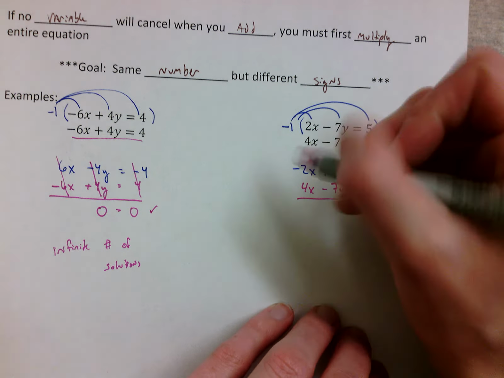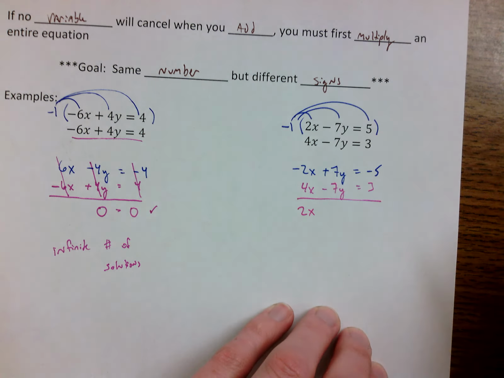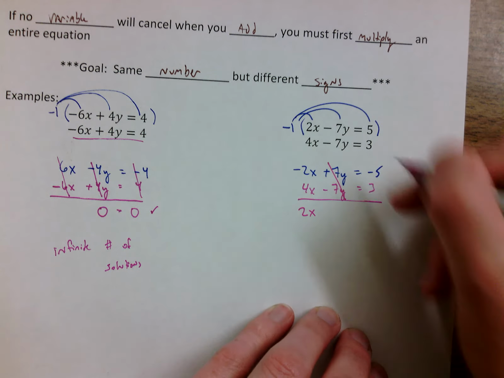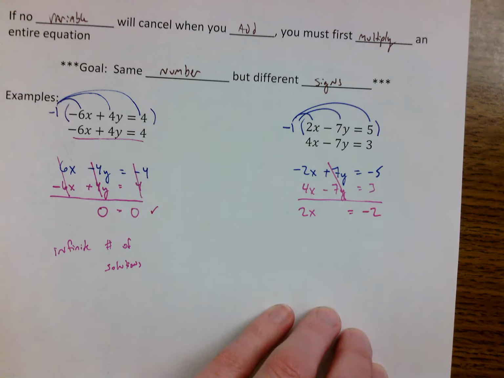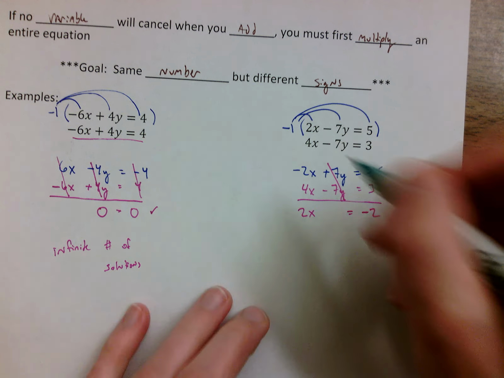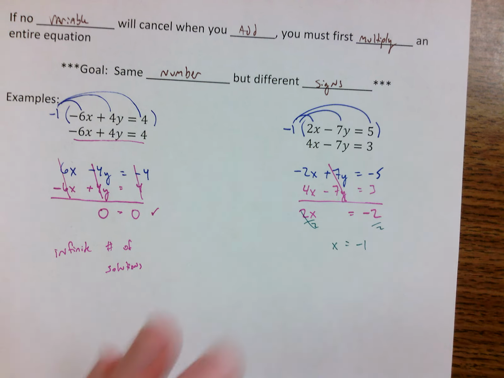And then we're just going to solve this. So -2x plus 4x is 2x. +7y and -7y cancel each other out. And then -5 plus 3 is -2. Now we're left with our baby equation that we're going to solve, right? So I'm going to divide both sides by 2 to get the x by itself. So x is -1.